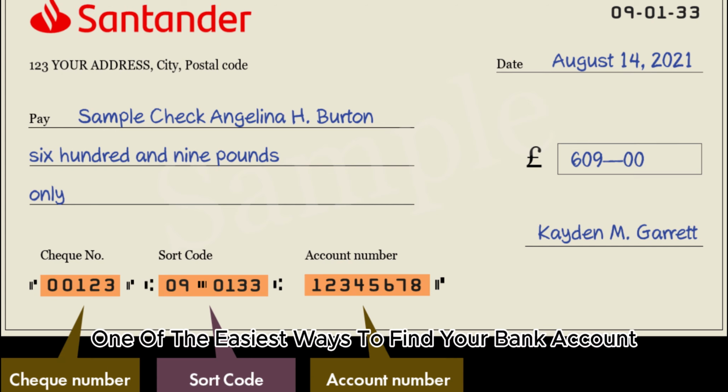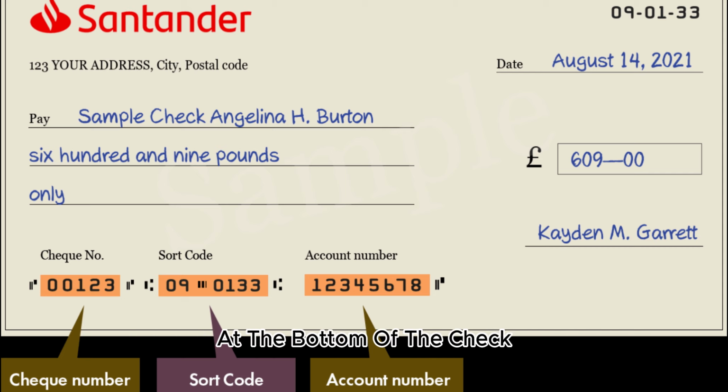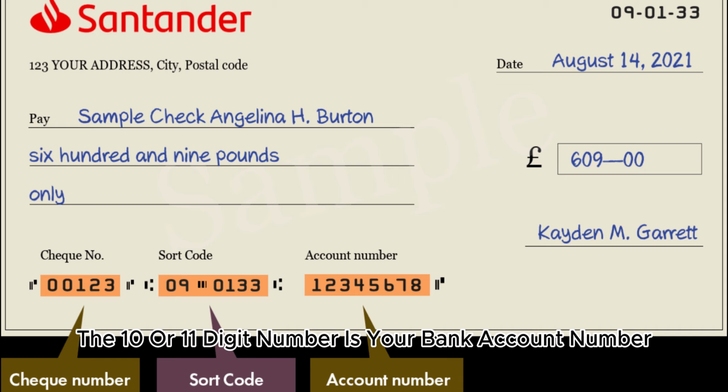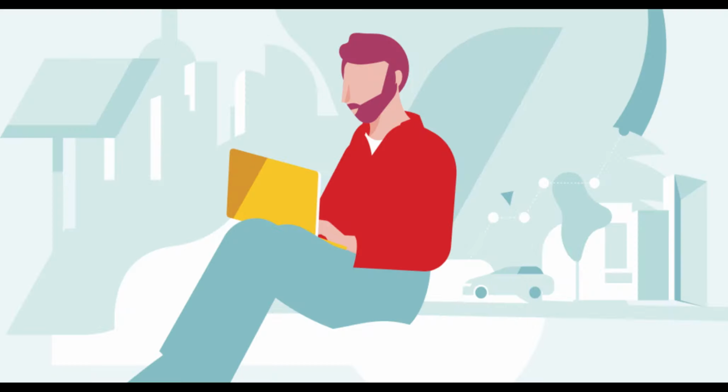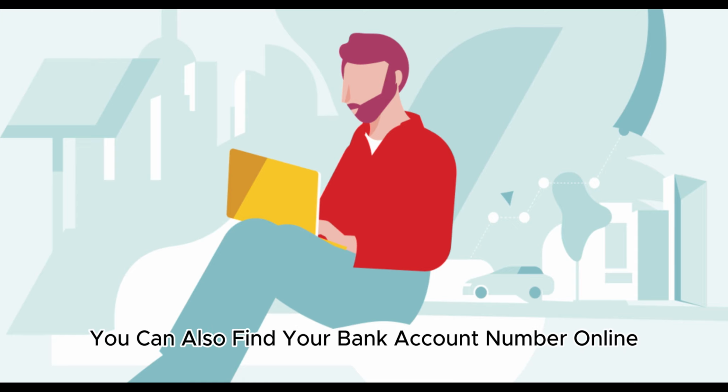Firstly, one of the easiest ways to find your bank account number is by checking your personal checks. At the bottom of the check, you'll see a series of numbers. The 10 or 11-digit number is your bank account number. If you don't have your checkbook handy, you can also find your bank account number online.